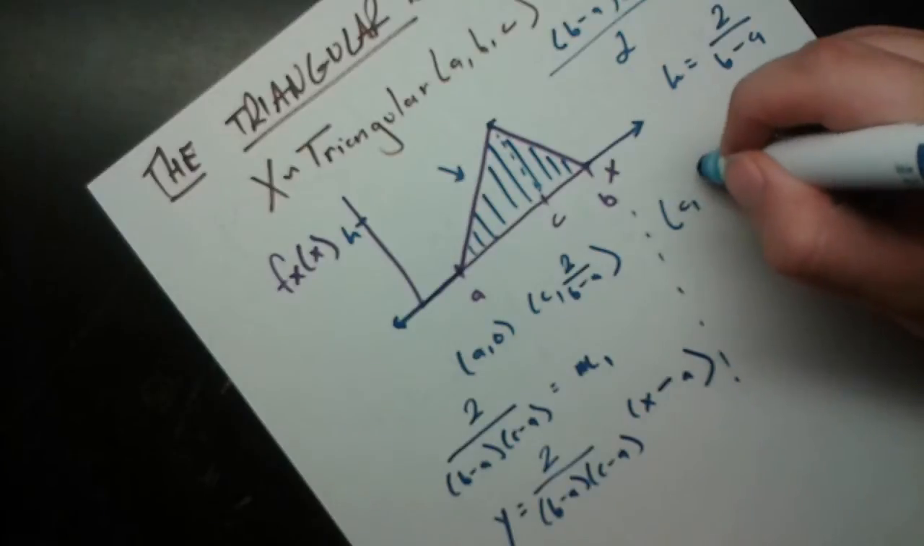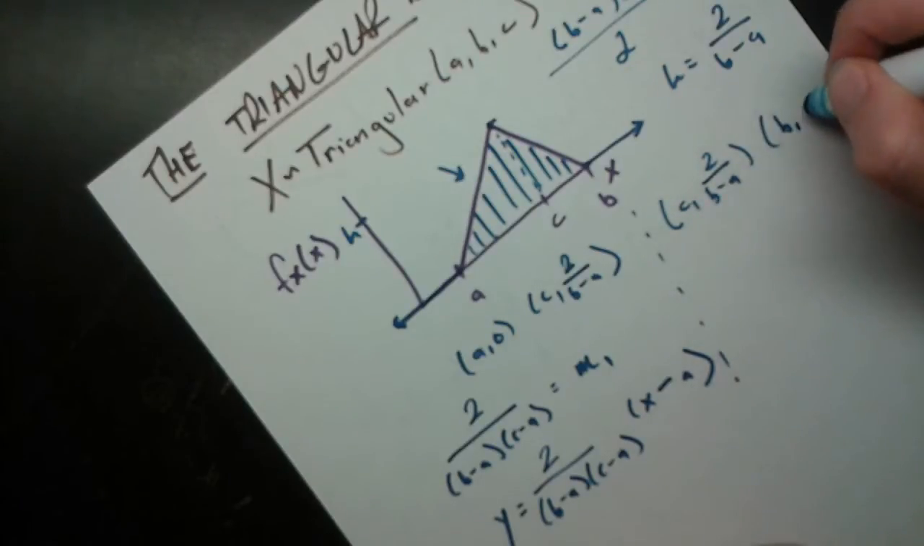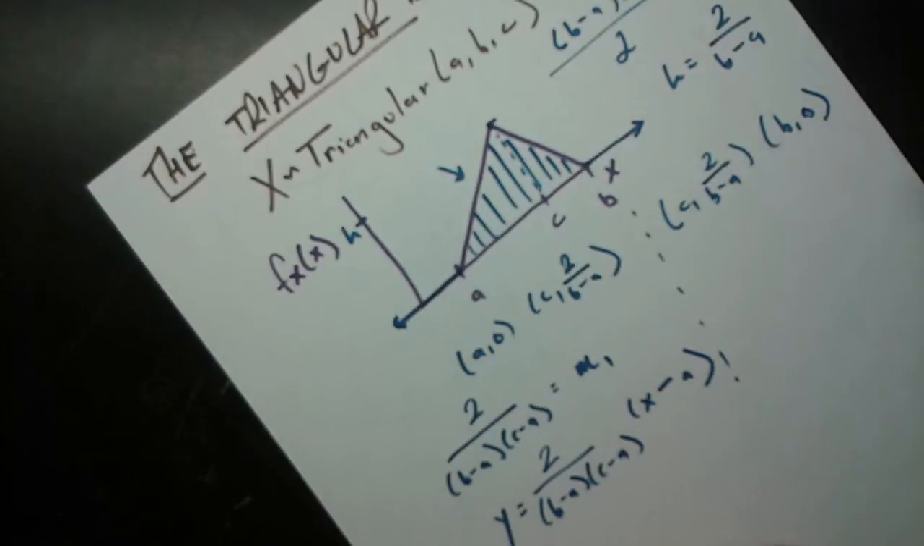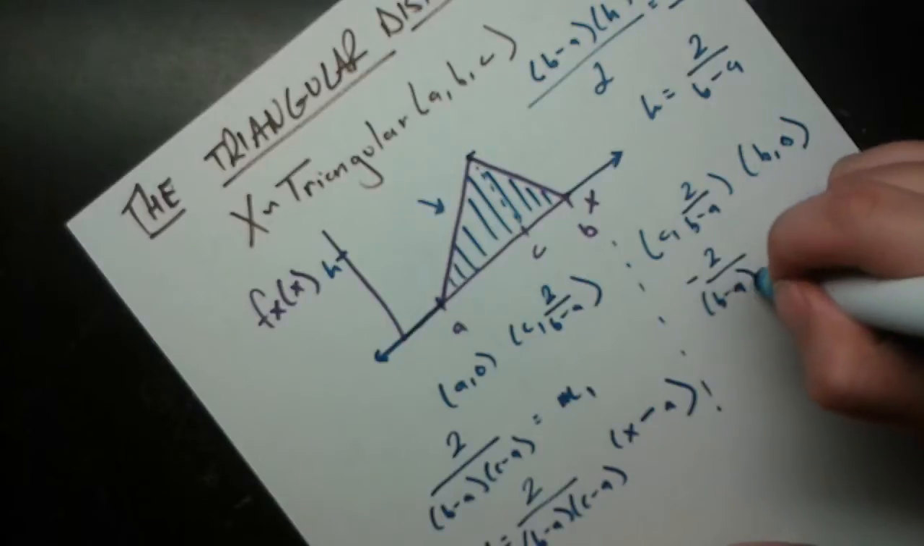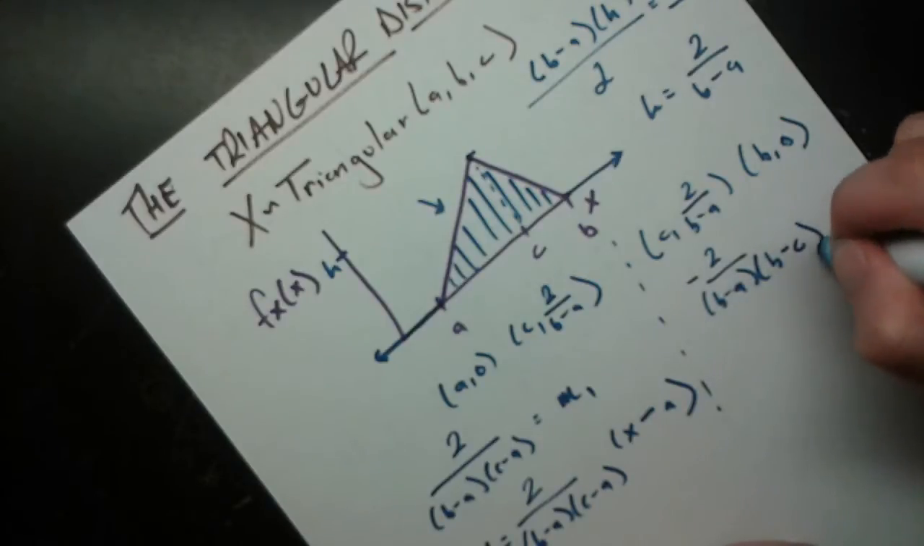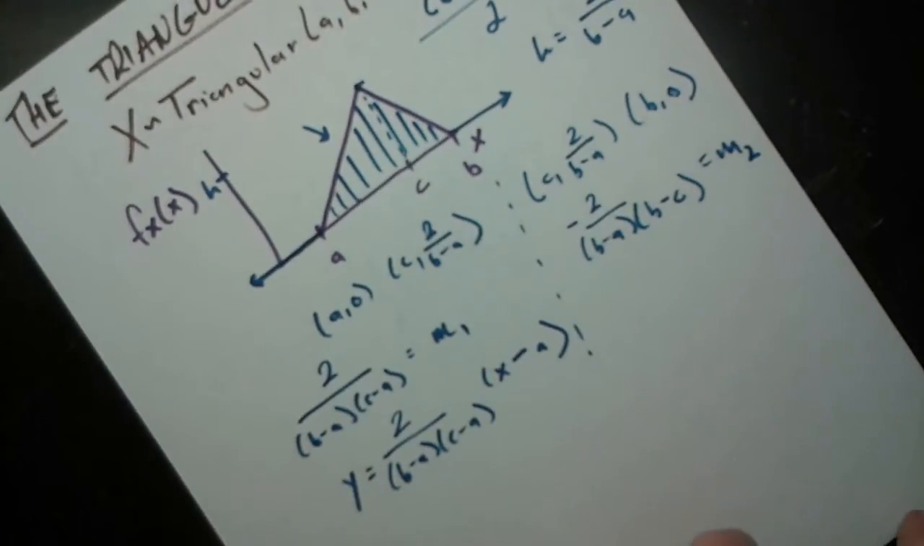So we have c, and again 2 over b minus a, and we have the point b, 0. So again, we want to do the slope. What's the slope? It's going to be rise, which is minus 2 over b minus a, over the run, which is b minus c. Okay, that's m2 for the negatively sloping line. Okay, cool. Now let's do the same thing.